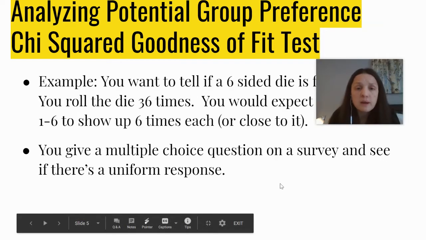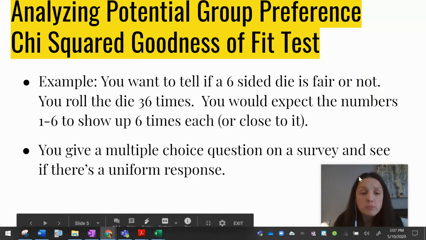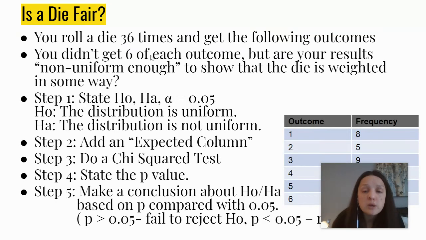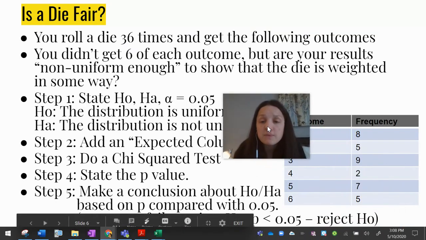And another example would be you want to tell if a six-sided die is fair or not. When you roll it, you want to see, am I getting the numbers 1 through 6 relatively equally, or am I not? One more, you give a multiple choice question on a survey to see if there's a uniform response to that. They say, hey, for the next round of performance reviews, we want to know, are people more interested in seeing their insurance rates go down, their salary go up, or their vacation days go up? Something like that. Okay, so here's an example about whether a die is fair or not.